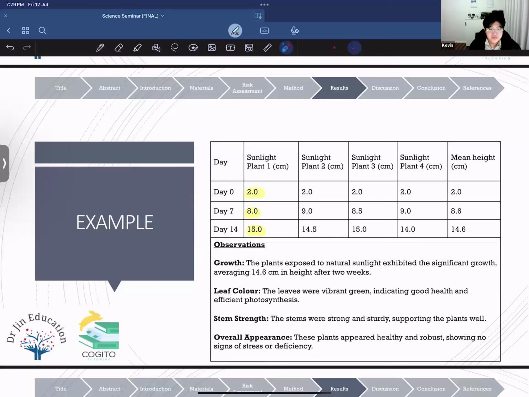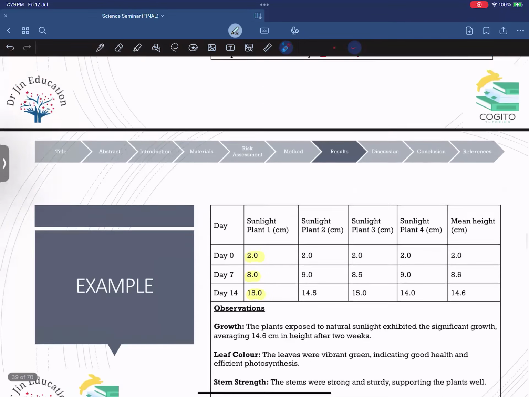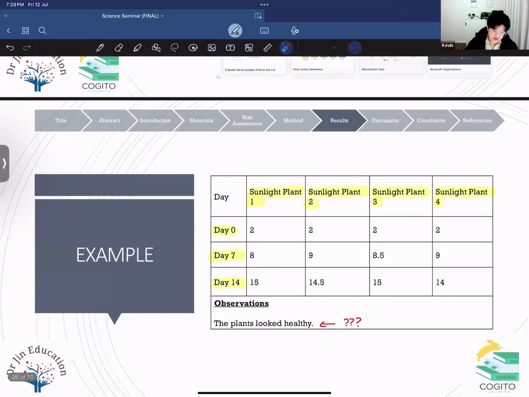So, Lucas, do you want to tell me why this one's better? This one actually has a unit and it's more specific inside everything else. So it's the observations like the growth, the leaf color, the stem strength and overall appearance. Because in the previous one, it's not very specific. Yes. First of all, Lucas made a very good point.